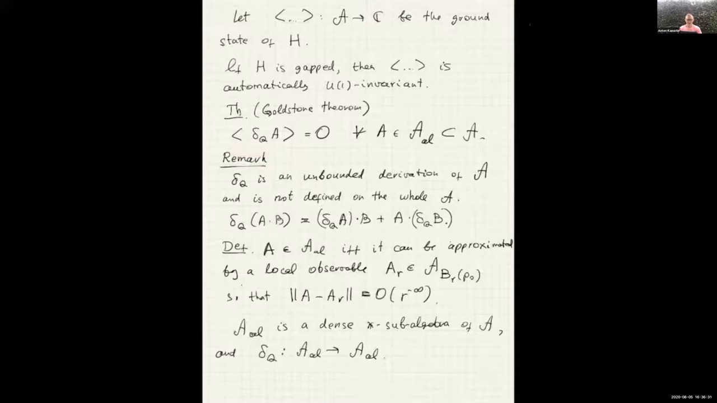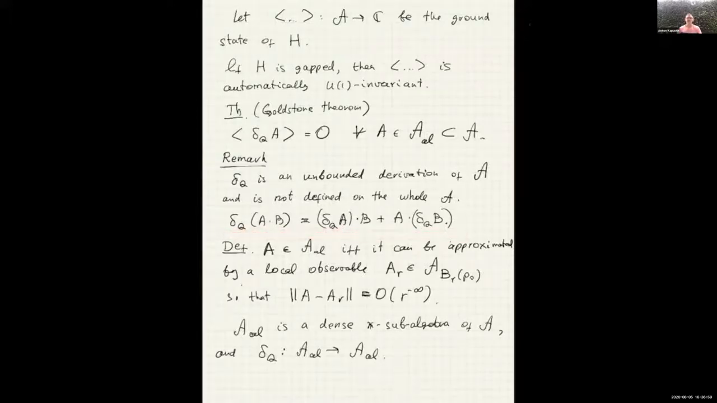Well, actually, some care is needed here too, because this variation, this commutator, defines an unbounded derivation of the algebra of observables. Meaning, it's unbounded, so it's actually not defined on the whole algebra A. It's defined on some dense subset. So derivation just means this.